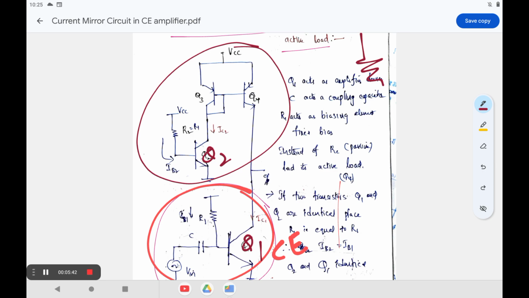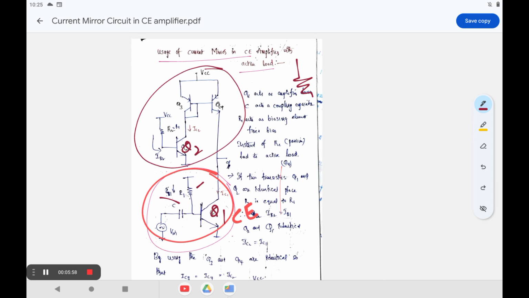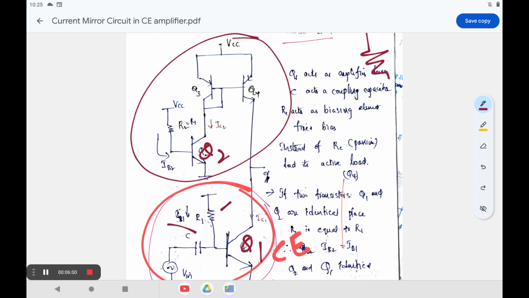That means this Q1 and Q2 transistor have identical characteristics. At the same time, here C is used as a coupling capacitor, R1 is used as a biasing element, and Vin is the supply voltage.